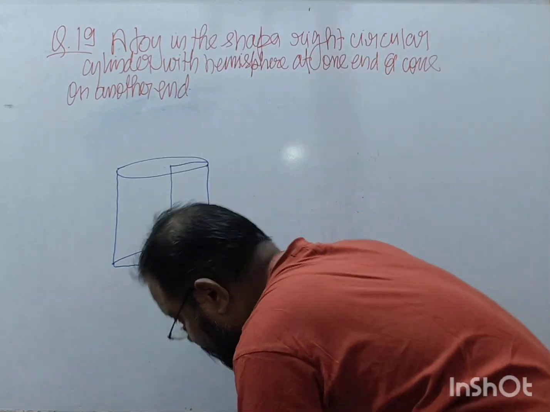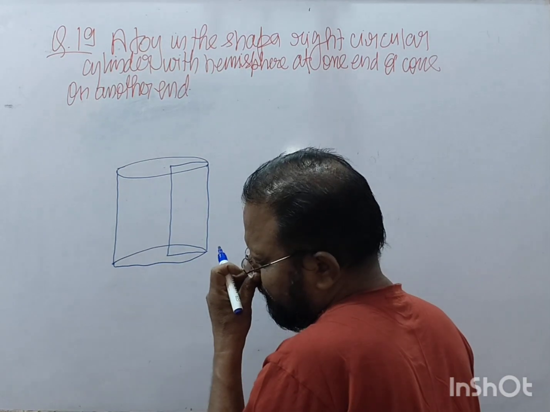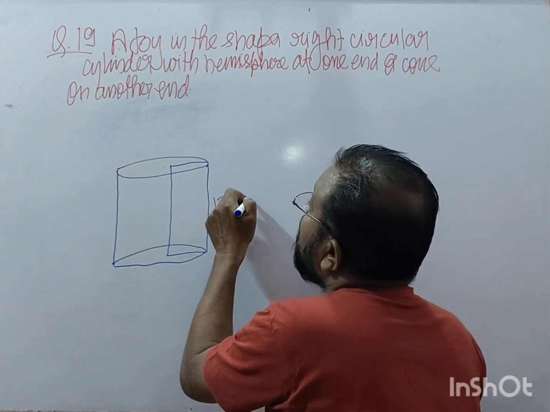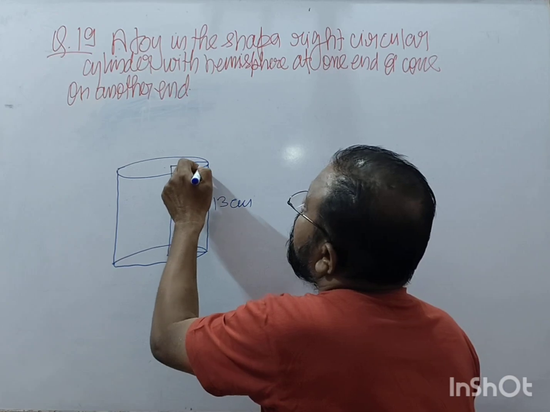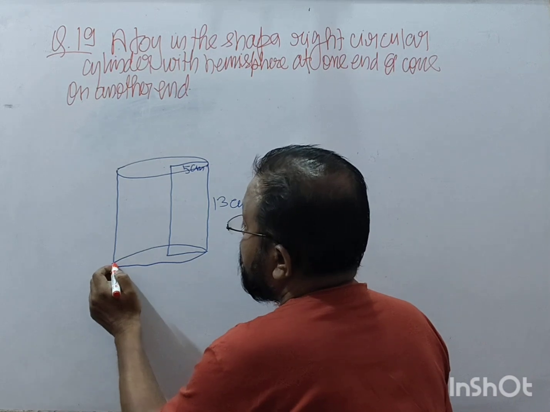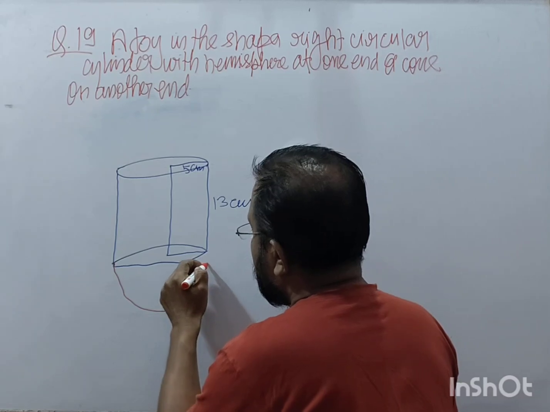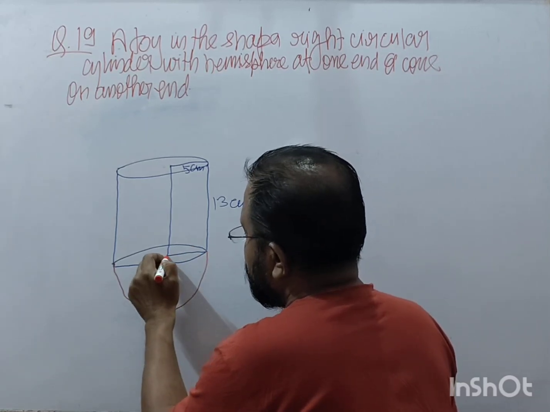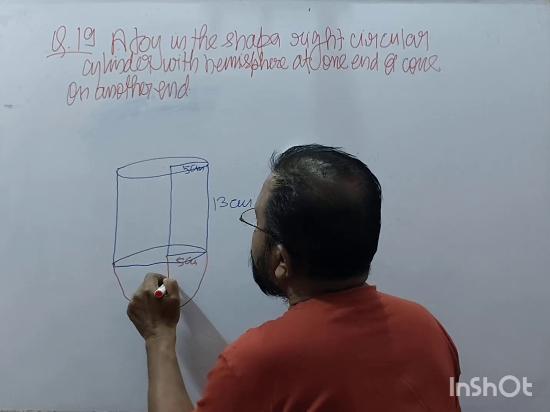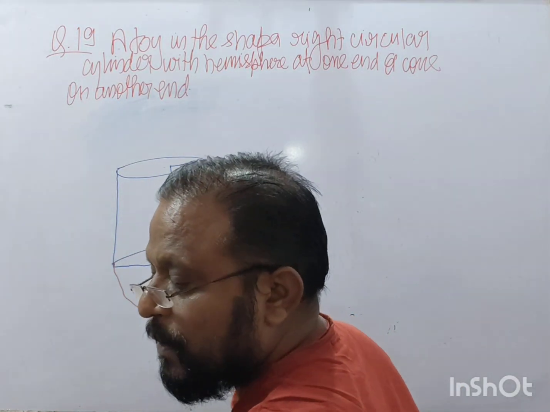Now tell me, the height and radius of the cylindrical part are 13 centimeter and 5 centimeter. This is 13 centimeter and this is 5 centimeter. On its one end there is a hemispherical end like this, having 5 centimeter, so this will also have 5 centimeter. Very nice. And there is a cone.